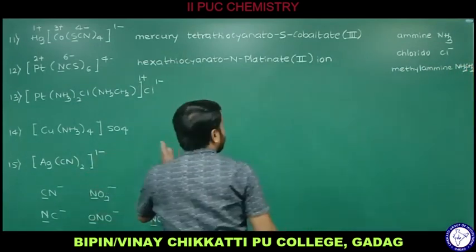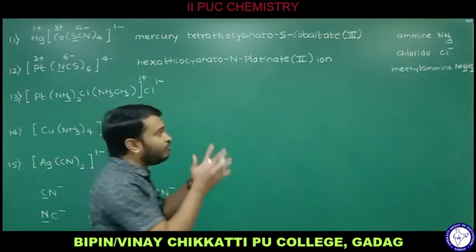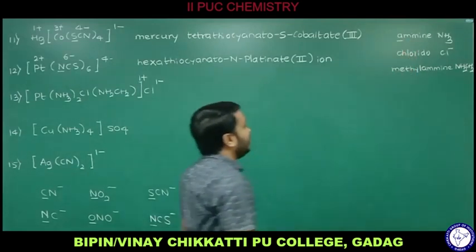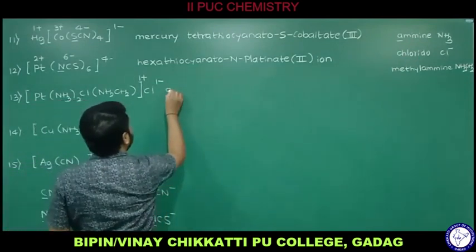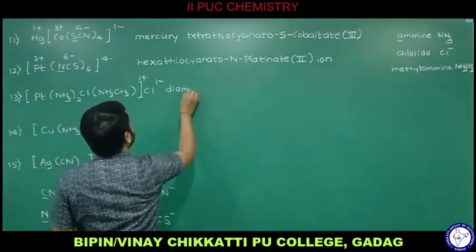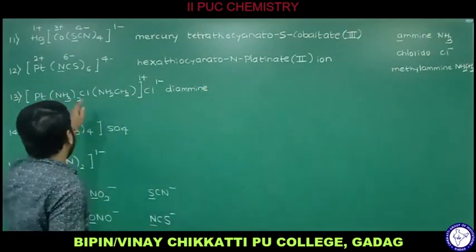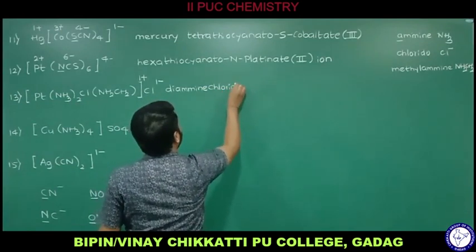So we have to write the name of the ligands. Since we have more than one, we need to follow the alphabetical order. First A comes, next C and next M. Therefore amine has to be written first. How many amines do we have? 2. Therefore the name will be diamine. Amine is over. The next ligand will be chlorido. How many chlorido do we have? Only 1. Therefore I write chlorido.